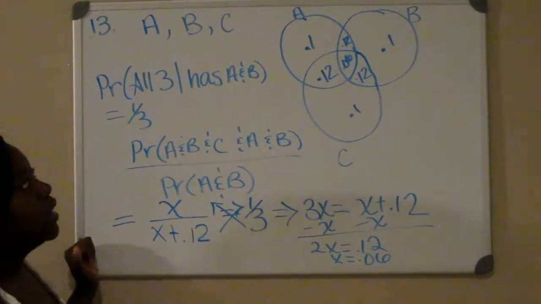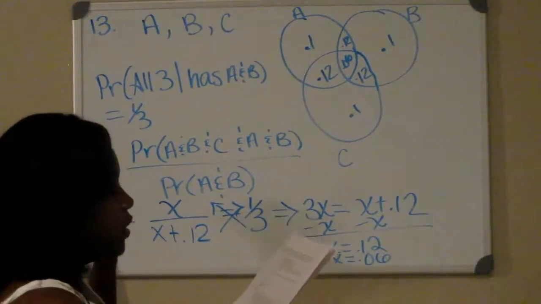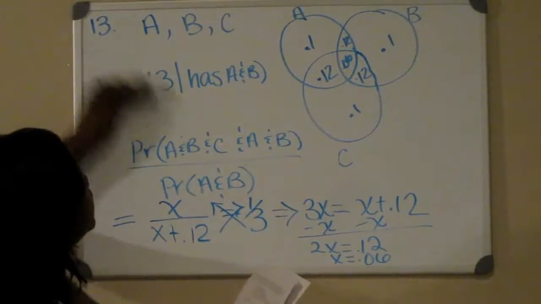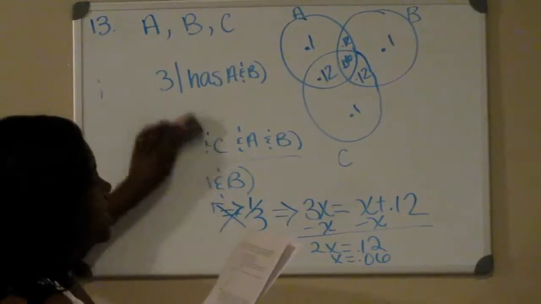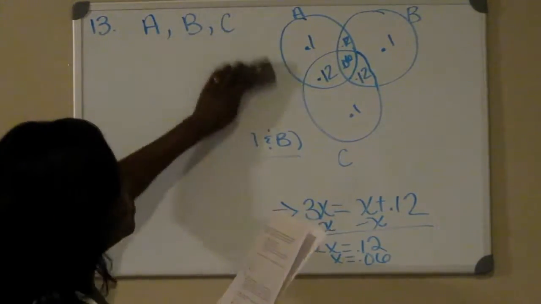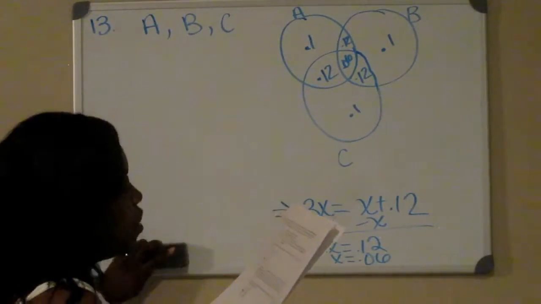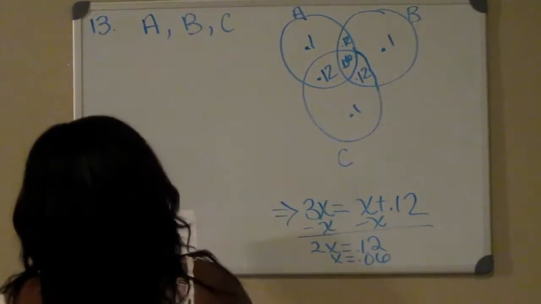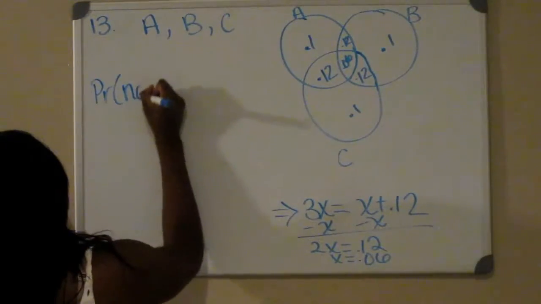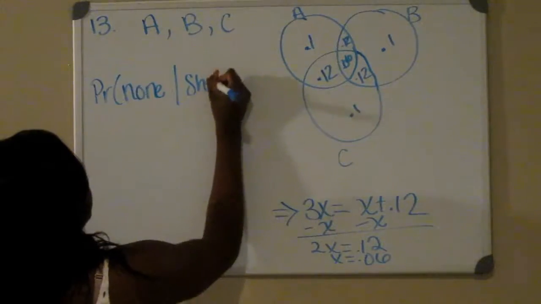Alright? So now, what is the question asking? Calculate the probability. I'm going to erase some of this over here. Calculate the probability that a woman has none of the 3 factors, given that she does not have risk factor A. Okay? Probability she has none of the 3, given she does not have A.